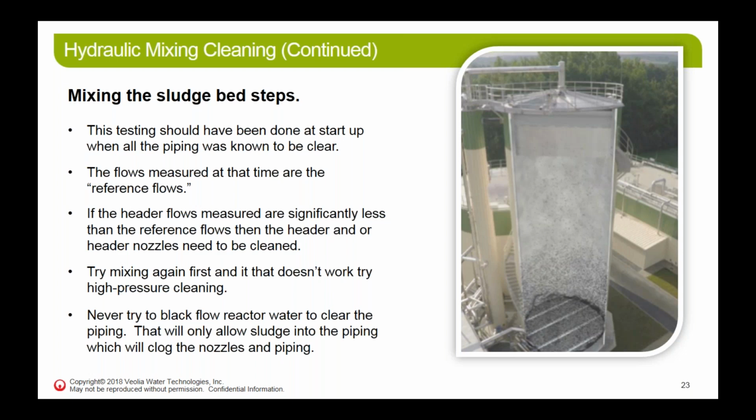So that's your baseline. Then after you record these flows in the future, if you see a significant drop in the flow through any header, you know that there's probably some blockage in there. And if it gets really bad, like more than 10% of the original baseline flow, you want to try and do one of these procedures we just talked about to get the flow back to normal.